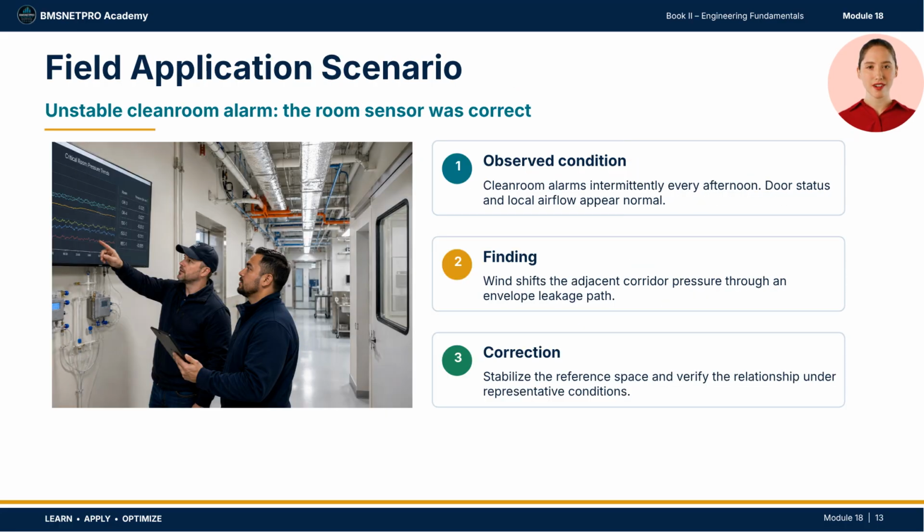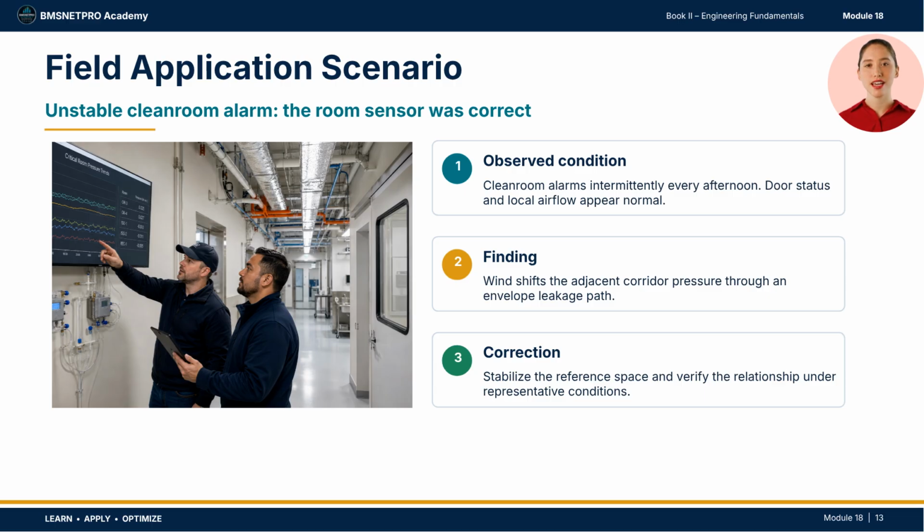Consider this field scenario. A clean room alarms intermittently every afternoon. The room airflow and doors appear normal, and the pressure transmitter is functioning. The hidden issue is not the room sensor. The hidden issue is the reference space. Outdoor wind changes corridor pressure through an envelope leakage path, so the room sensor reports a changing relationship. The reading is real, but the reference condition is unstable.